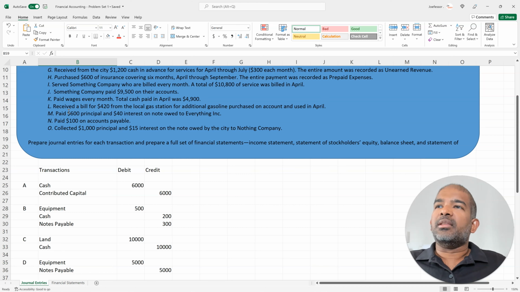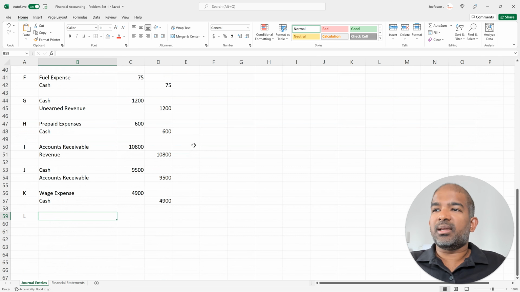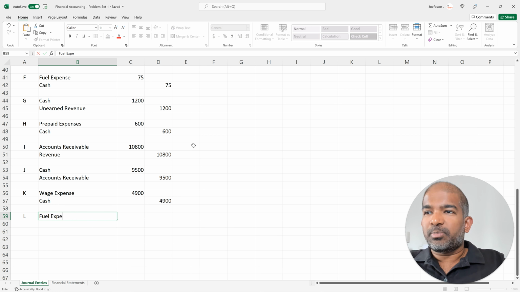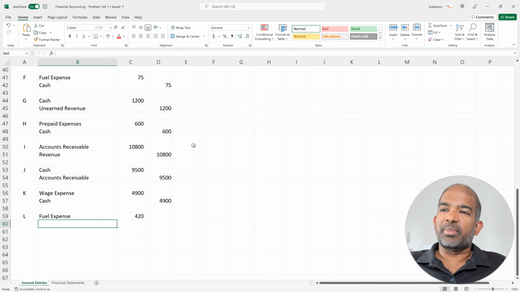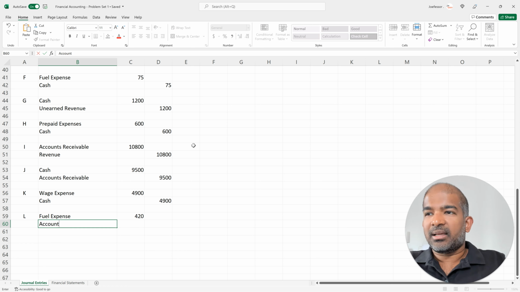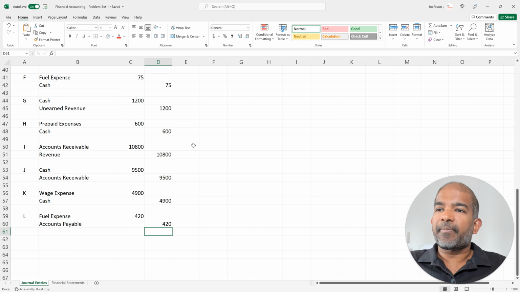The next transaction L, the firm received a bill for $420 from the local gas station for additional gasoline purchased on account and used in April. We've received a bill for additional gasoline which we purchased on account, and we've used it in April. So this becomes a fuel expense because we've used it, right? We purchased and used it in the month of April, so it becomes an expense. We haven't paid cash yet, so it becomes an accounts payable of $420.